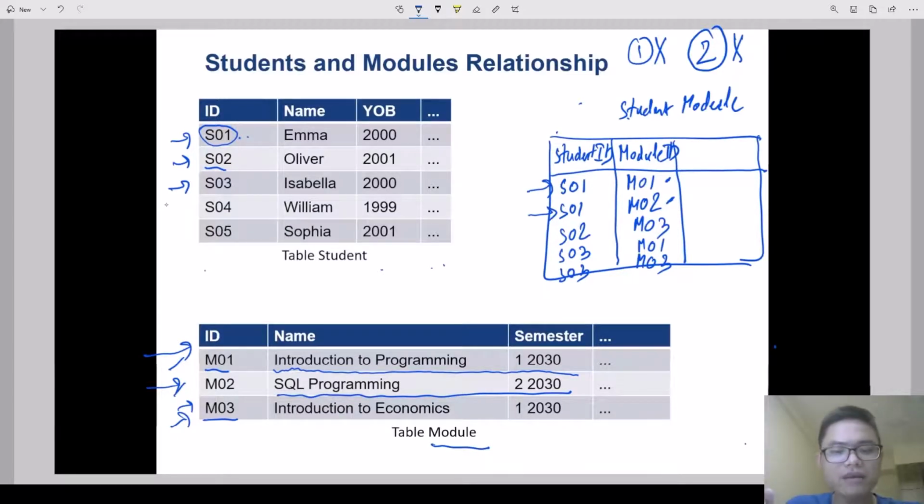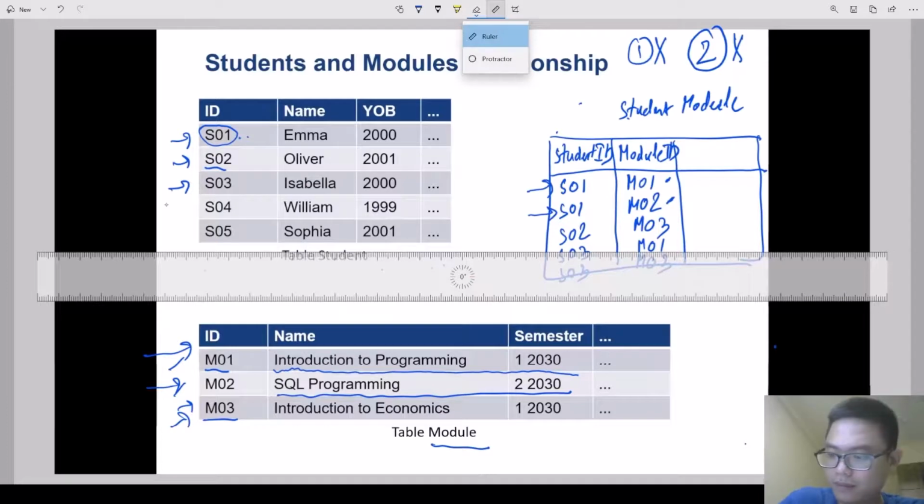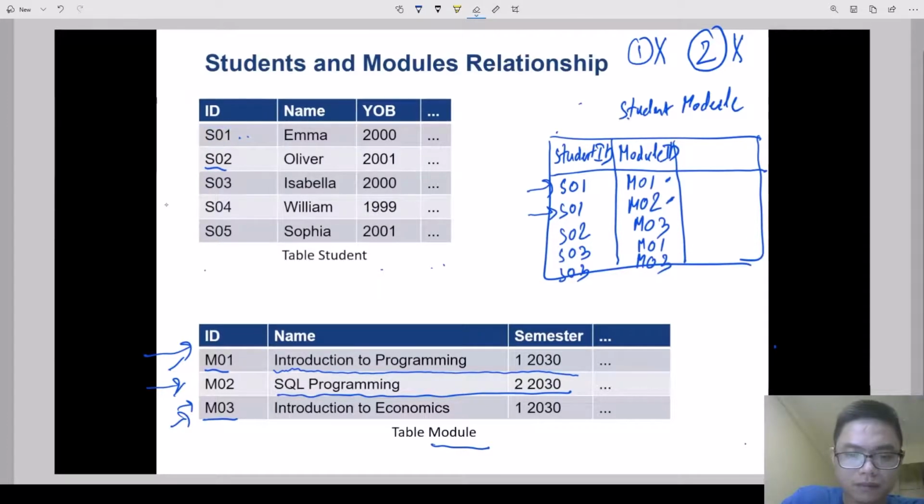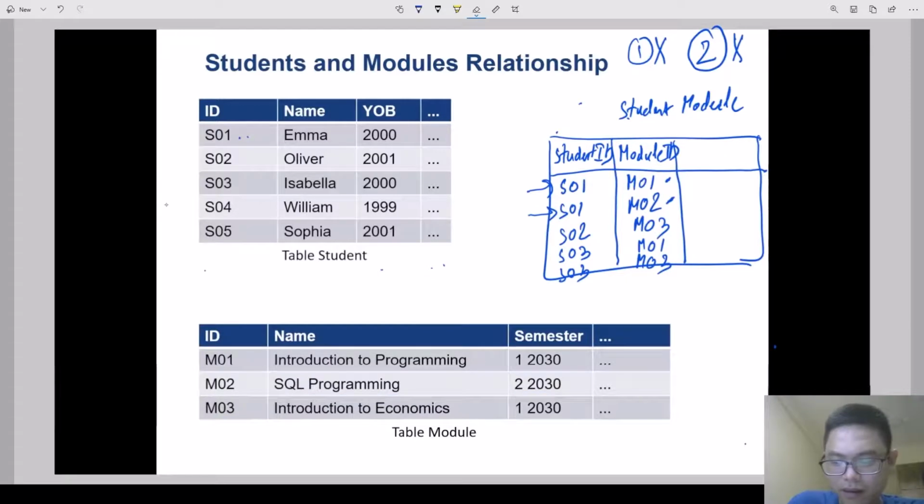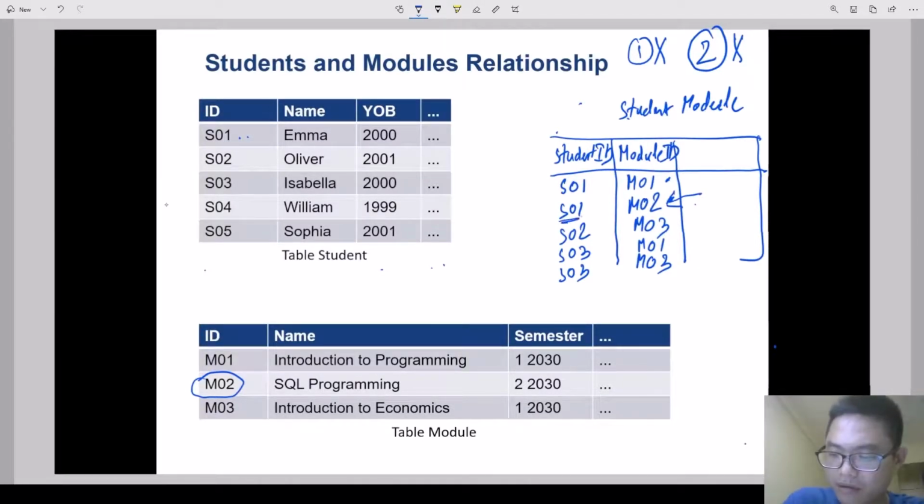So now, given a module, can I retrieve the respective student? Can I? Let's say given this SQL programming, M02. From M02, I look at this one, and now I retrieve the student ID, S01. I know that MR is the one that studies SQL programming.